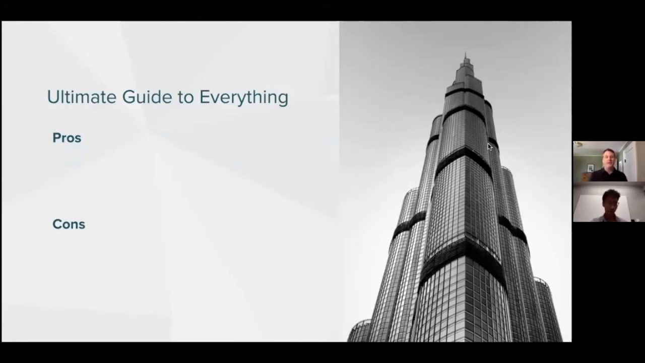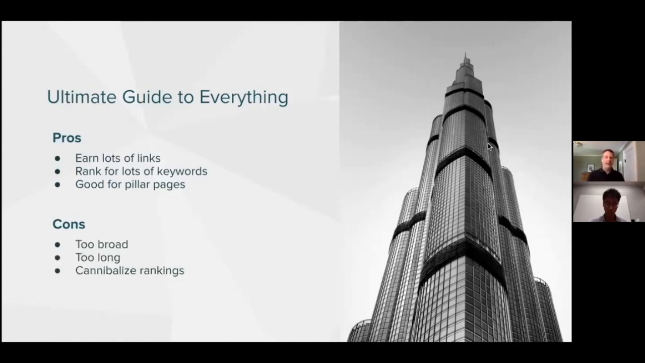What are the pros and cons of creating the ultimate guide? Guides tend to earn a lot of links. Easy, maybe you have to go out and reach out, but people tend to like to link to those. They also rank for a lot of keywords, and they work really well for pillar pages because they tend to sort of skim across the surface of things and then link out.